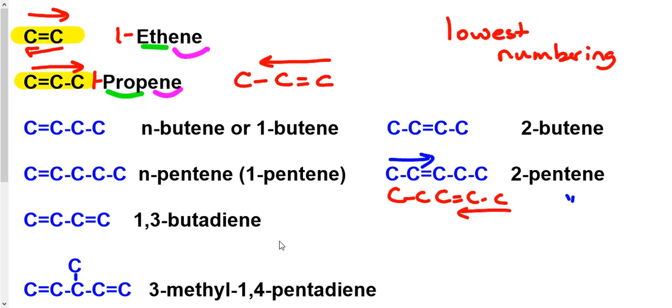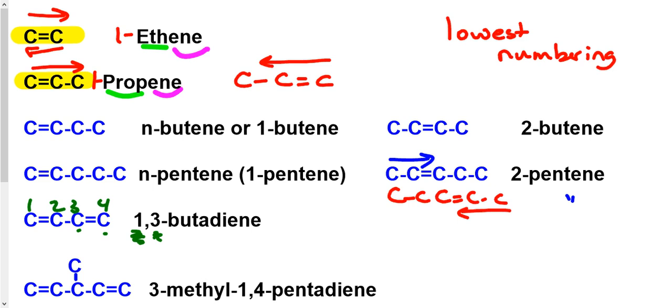In this case, we have 2 double bonds. One of them is between carbons 1 and 2, so we're going to pick the number 1. The other one's between carbons 3 and 4, so we pick the number 3. Always pick the lowest possible numbering.